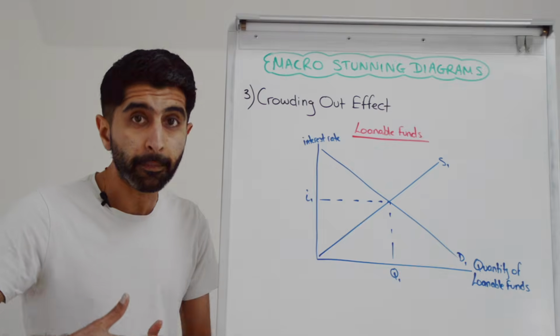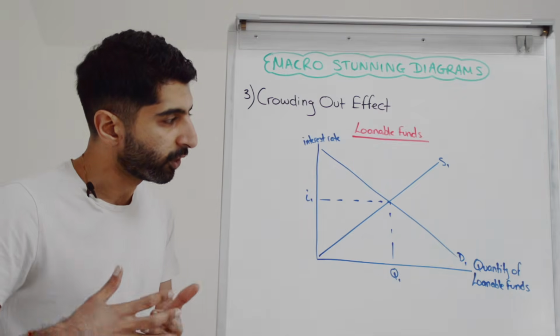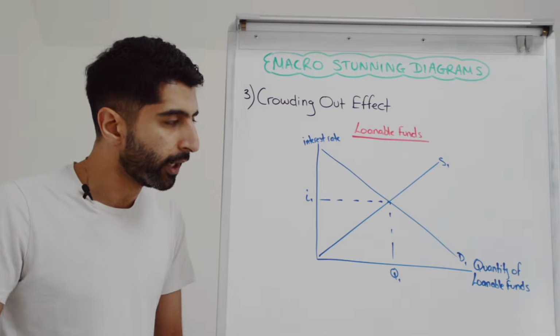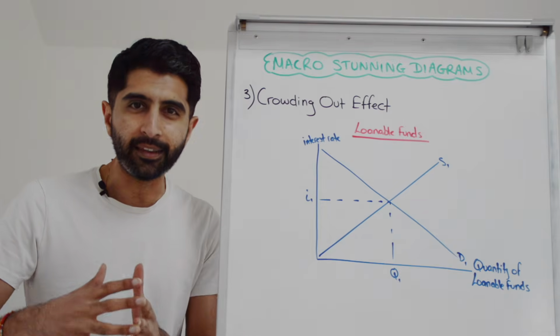The supply curve is made up of savers. The demand curve is made up of borrowers. Think governments, firms who want to borrow money. Where the two meet is equilibrium, I1, and then Q1 on this diagram. The equilibrium interest rate is determined there.